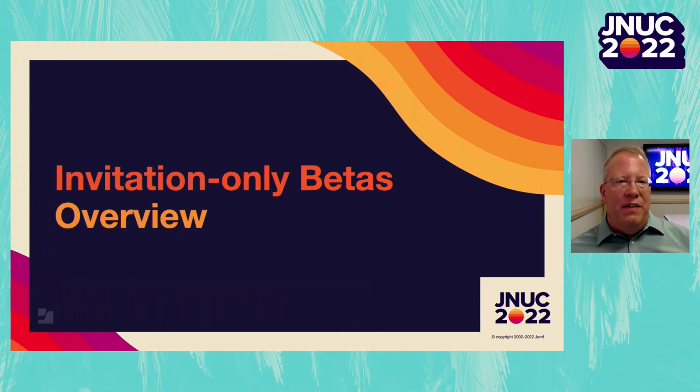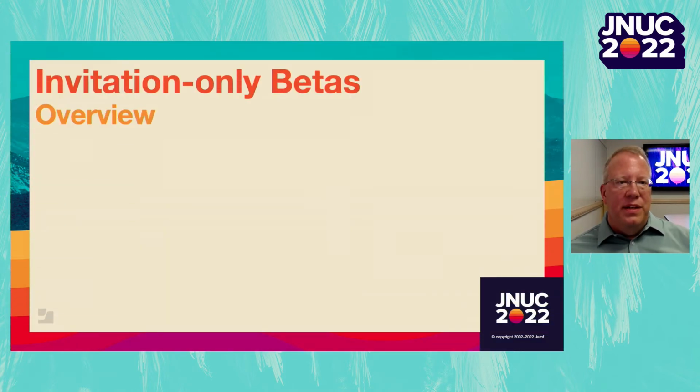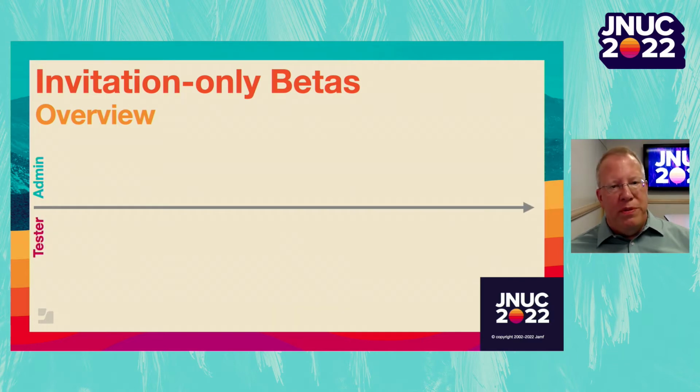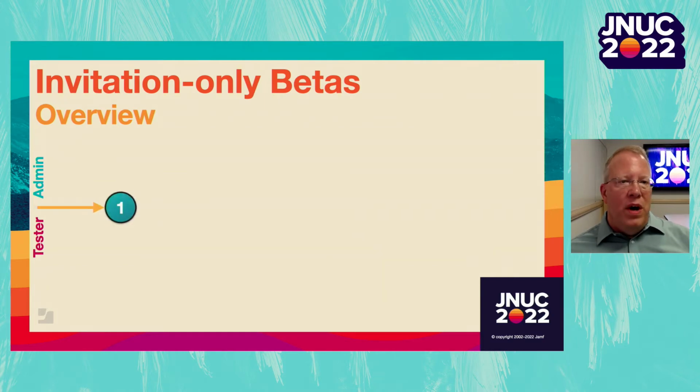Let's look at a high-level overview of invitation-only betas. This workflow purposely includes built-in checkpoints, and the ball will naturally go back and forth between you as the Jamf Pro administrator and your elite beta testers. Step number 1 is for you to invite specific computer records to participate. Once invited, users will receive prompts inviting them to request access.